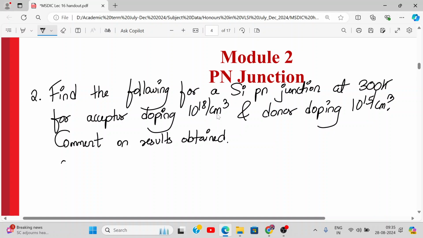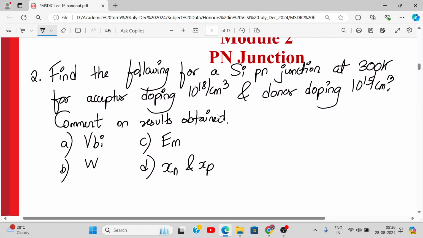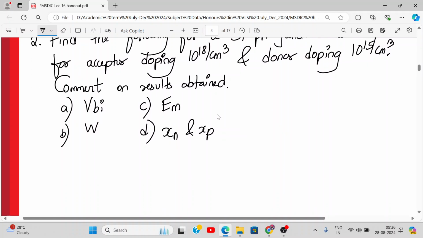Okay, what do we need to find? A. VBI. B. W. C. EM. D. XN and XP. Got it? Now you already know the formulas. Please start solving. What do you take if epsilon s is not given?